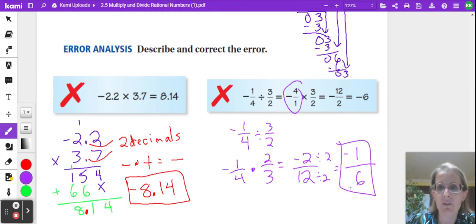And you can pause it here to check your work if you need to. Now you're ready to practice.